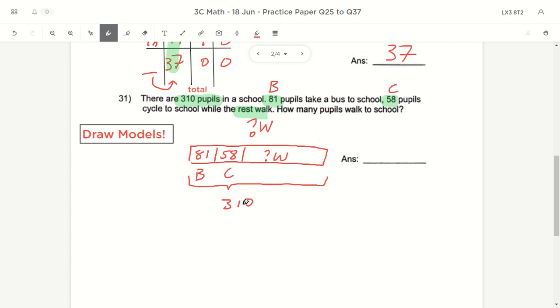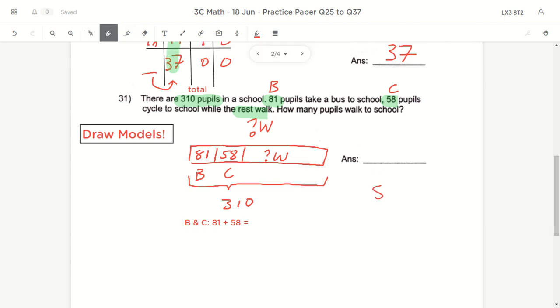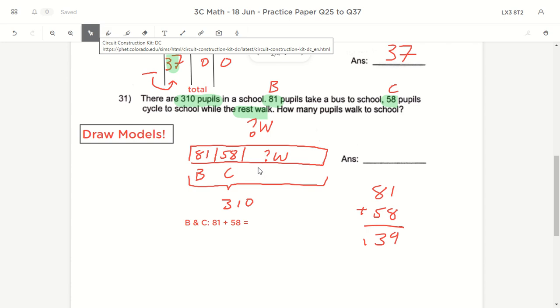To find this, all you need to do is use the total minus bus minus cycle. Okay, so we'll just minus one by one, or you can actually add these two together, then use the total minus this. So let's find the total of bus and cycle. So B and C, add them together first. 81 plus 58, let's work it out. 1 plus 8 is 9, 80 plus 50 is 130. So it's 139.